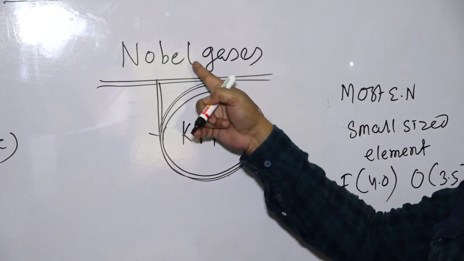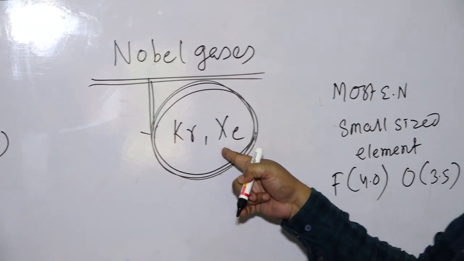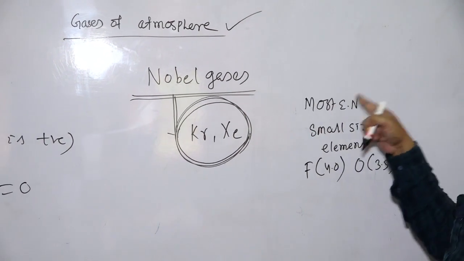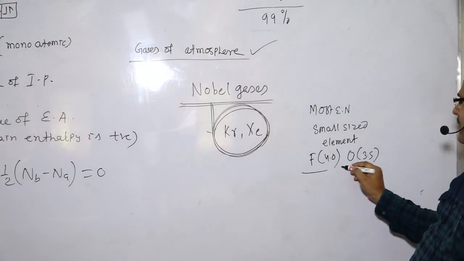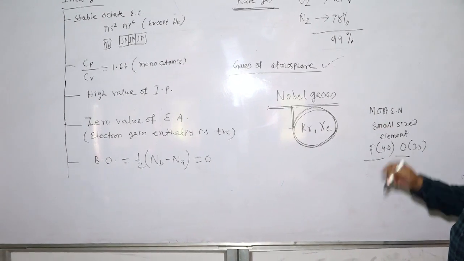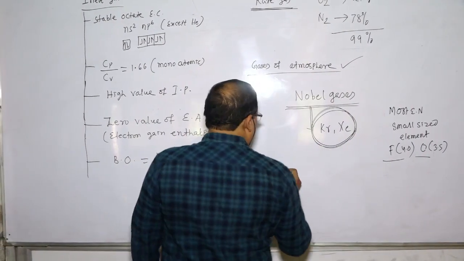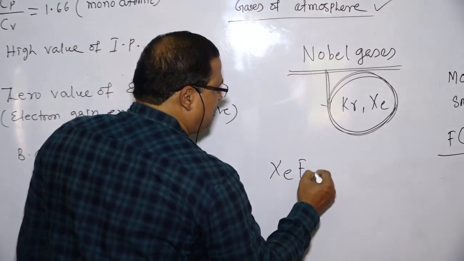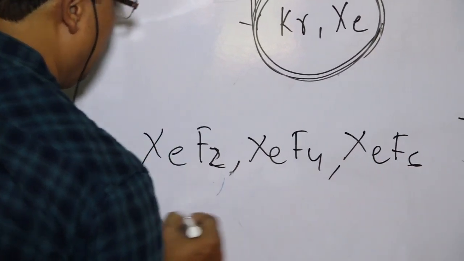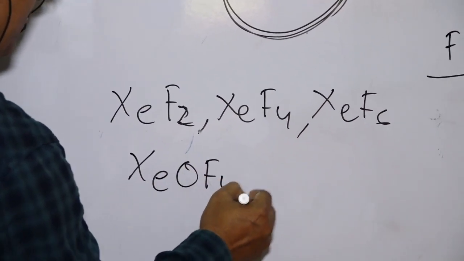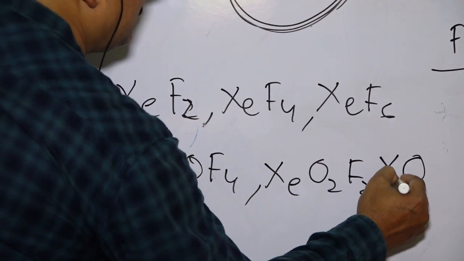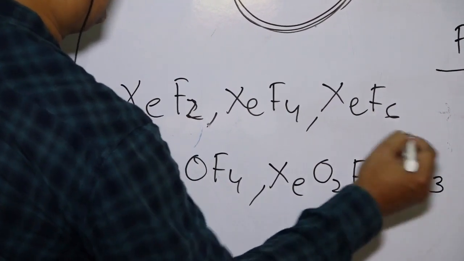So why the term noble gas? Particularly these two elements of this group, krypton and xenon, have the ability to combine with fluorine and oxygen, which are highly electronegative elements and small in size, to form compounds like XeF2, XeF4, XeF6, XeOF4, XeO2F2, XeO3, etc.